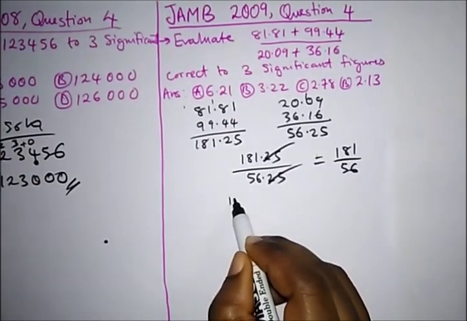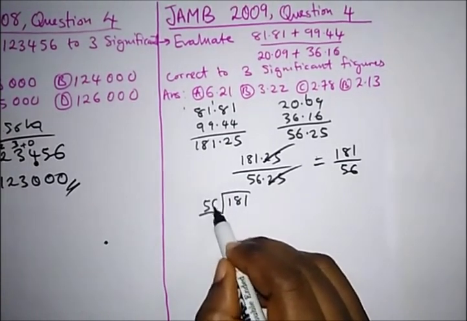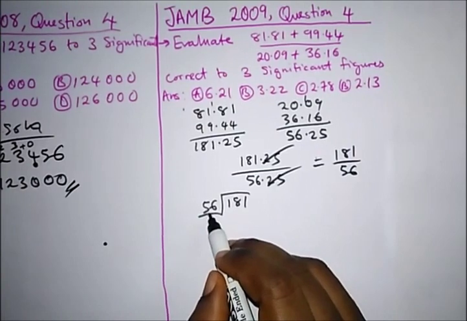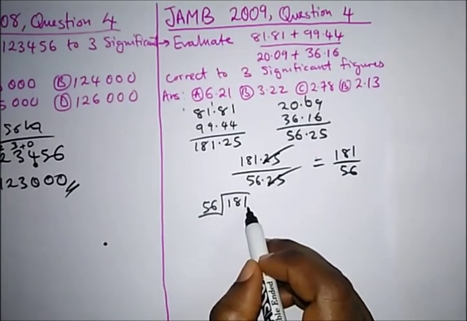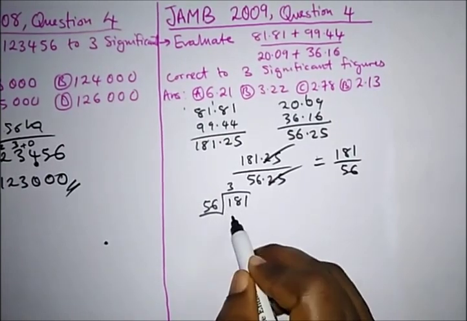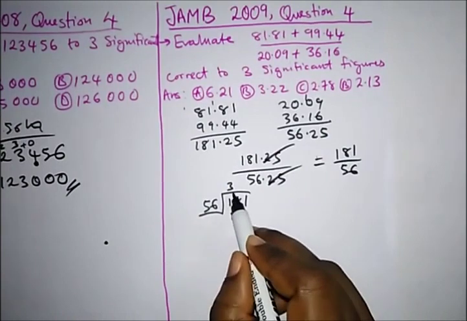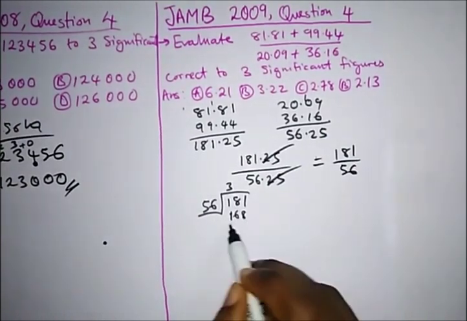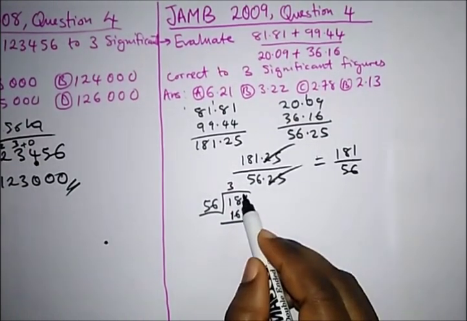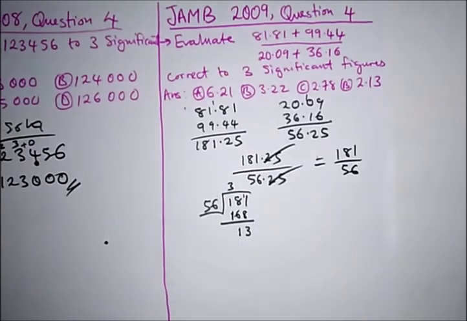So here, let's do long division. 56, right? So how many times will 56 go in 181? It will go about 3 times. 3 times this will give us what? 1, that's 8, 6, that will be 168. And also when we subtract, what are we going to have here? We're going to have 13, right? Drop 1, that's 13.